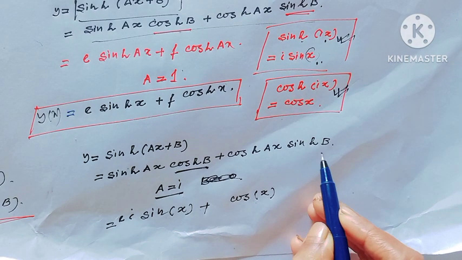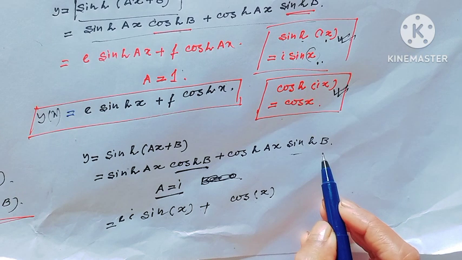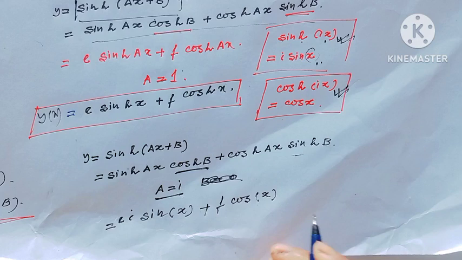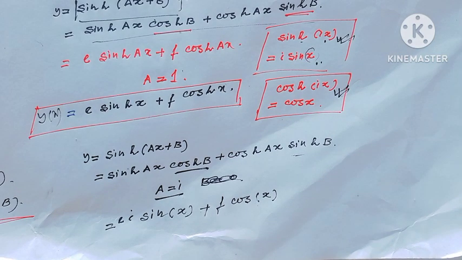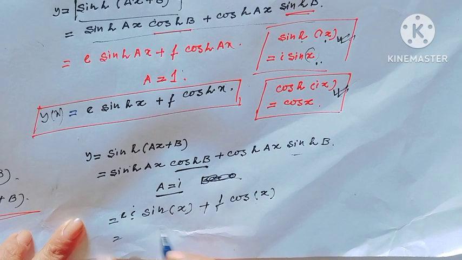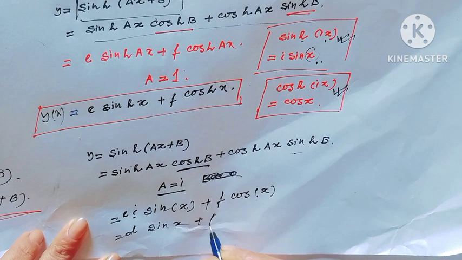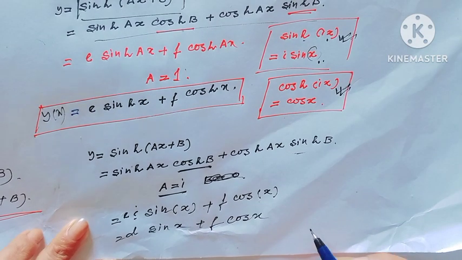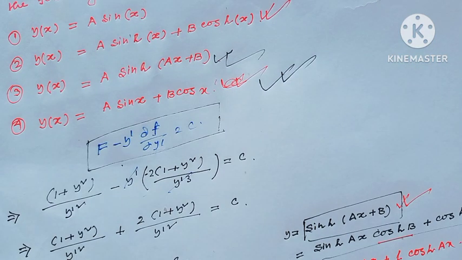And obviously sine hyperbolic b is any constant, consider this is f. Therefore the equation would be, since i is any constant, consider e i equal to new constant d, d sin x plus f cos x. So notice this part is same as option 4, a sin x plus b cos x. That means option 4 is a right option.